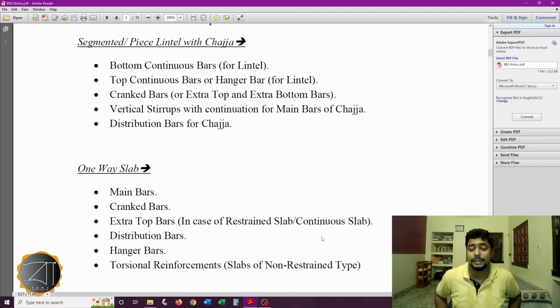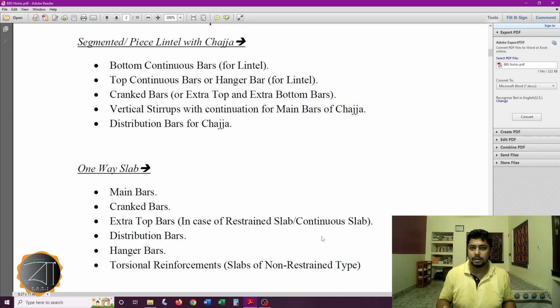Definitely it will be needed to have the extra top bars, because the negative moment on the continuous slab near the support is the governing moment which will decide the maximum amount of reinforcement and also the depth of the slab. Then comes the distribution bars. They will be provided in the other direction, perpendicular to the main bars.